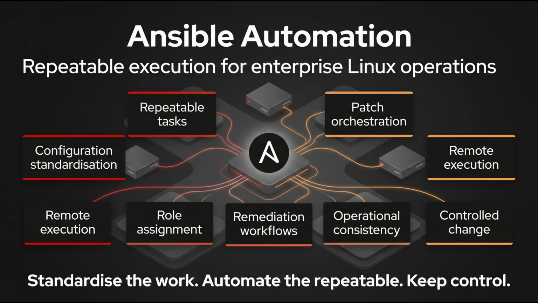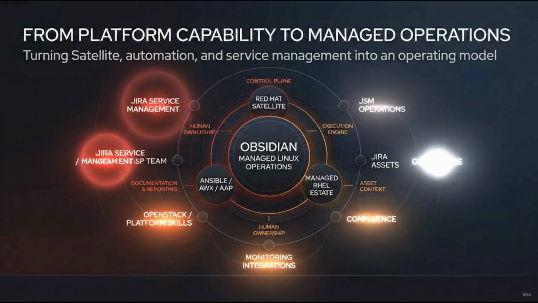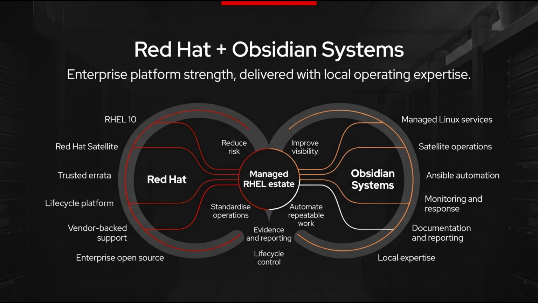Ansible brings consistent, repeatable automation, and Obsidian Systems turns all of this into a practical, managed operating model. Red Hat delivers the enterprise-grade platform. Obsidian brings the South African expertise to make it work in your environment. So, not spreadsheets, not patching chaos. What you get is control.